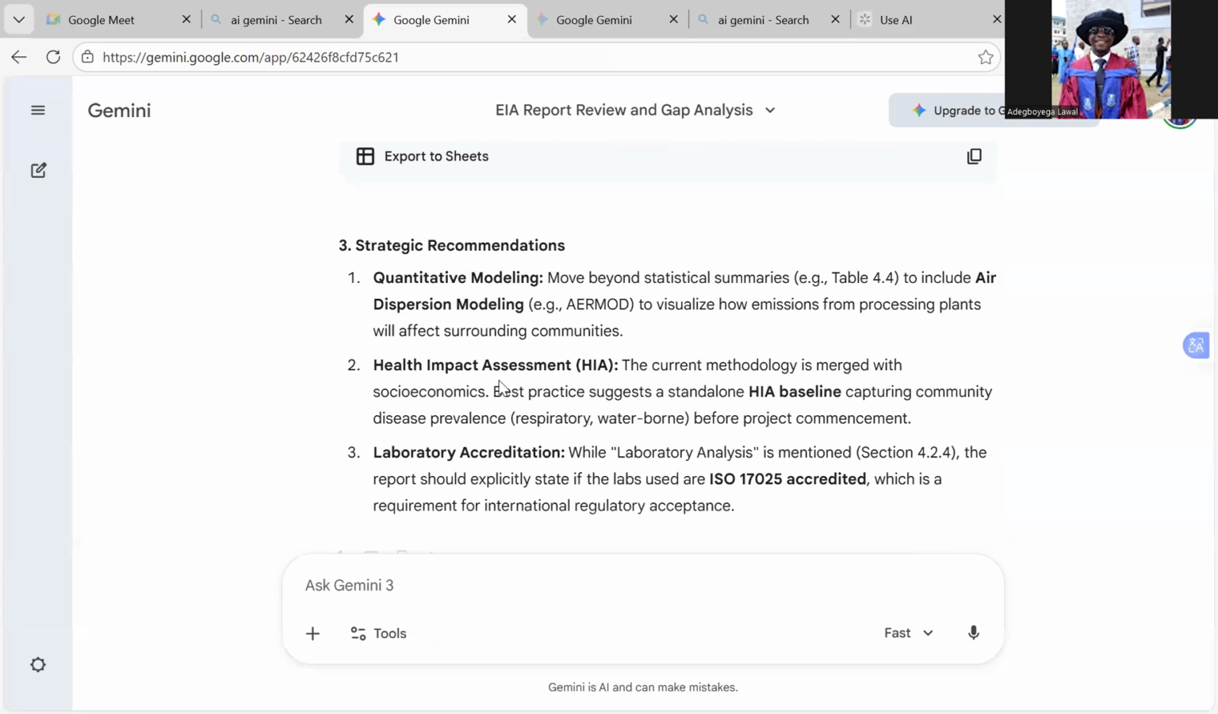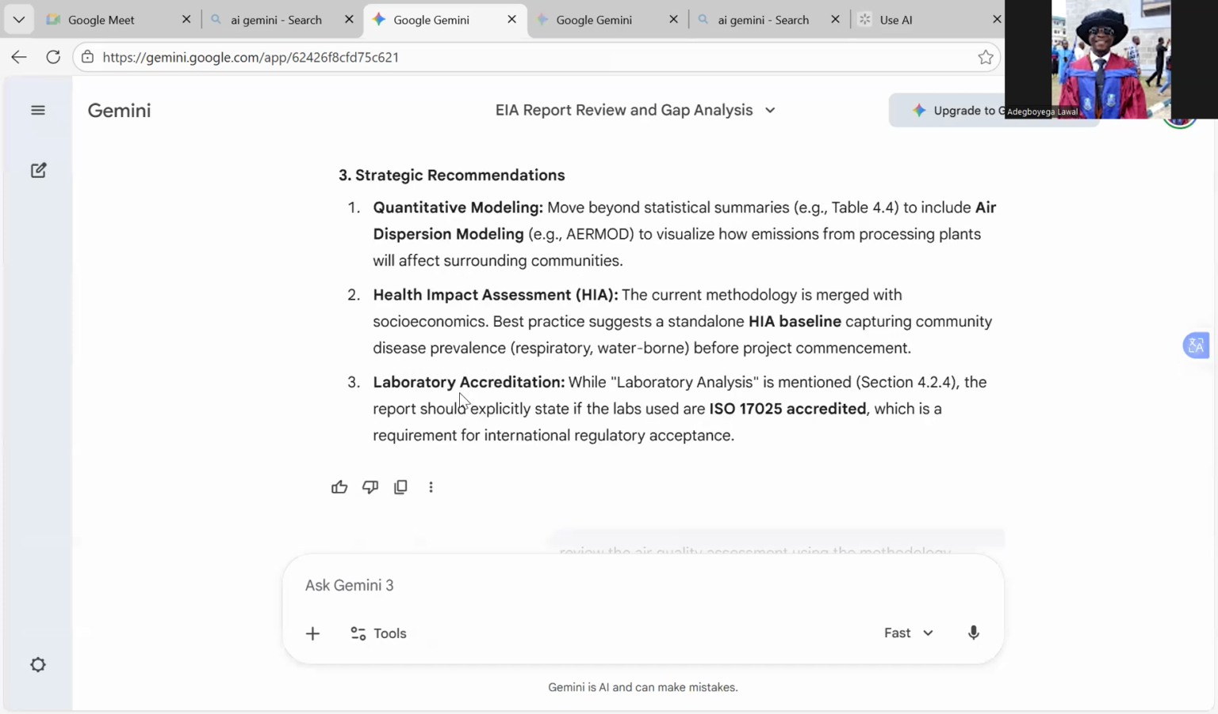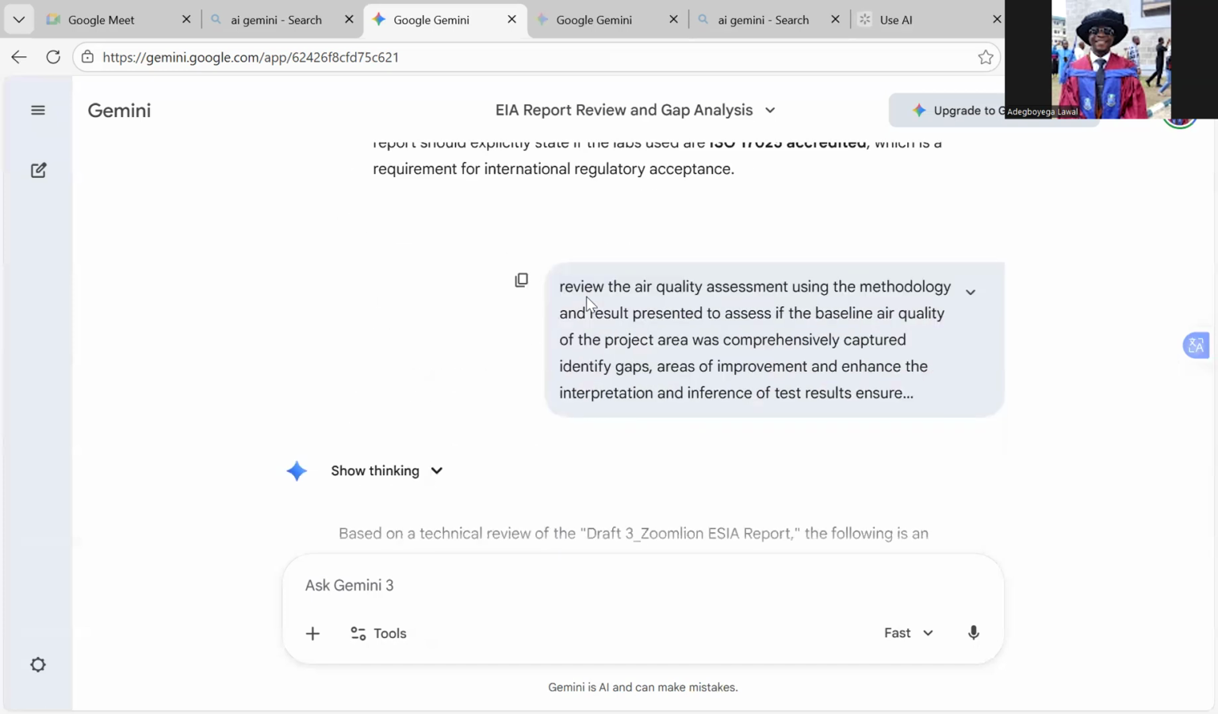There is also modeling, HIA, health impact assessment, based on the fact that there is a whole lot of odor, and the rest of them, laboratory accreditation. Now, I'm taking those parameters one after the other: air quality, noise, water quality, soil quality. I just used this summary to say, okay, give me an analysis of the air quality, whether it aligns, and areas of improvement, how it can be enhanced. This was just out of my mind. It can be better than this. You can copy the prompts. You can even review the prompts and they can give you other answers.